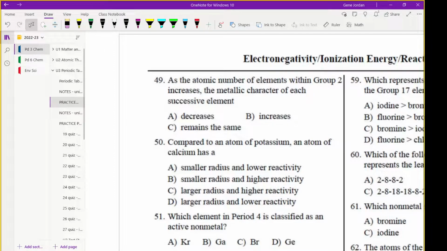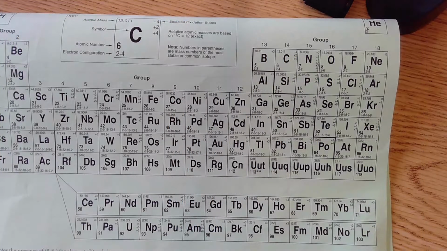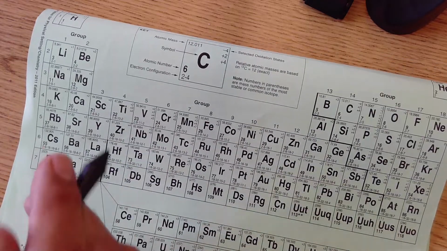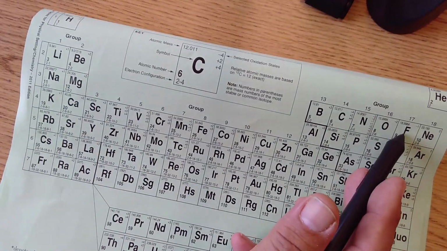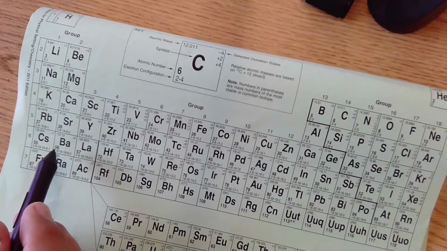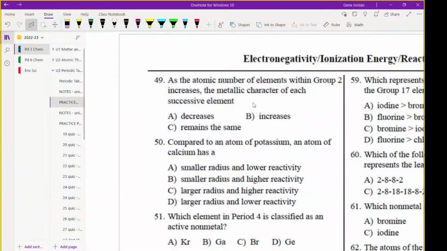Okay, let's go on. Question 49. As the atomic number of elements within group 2 increases, the metallic character of each successive element does what? Well, again, it doesn't matter really which group. The farther you move away from fluorine and the further down you go, the metallic character should increase.